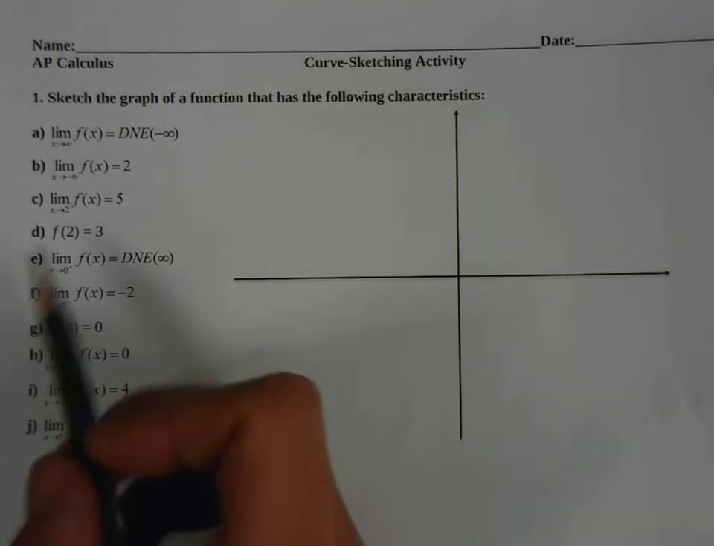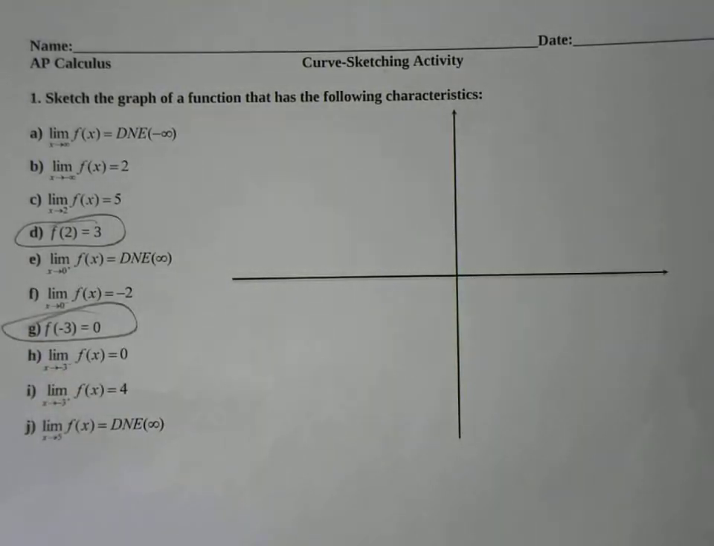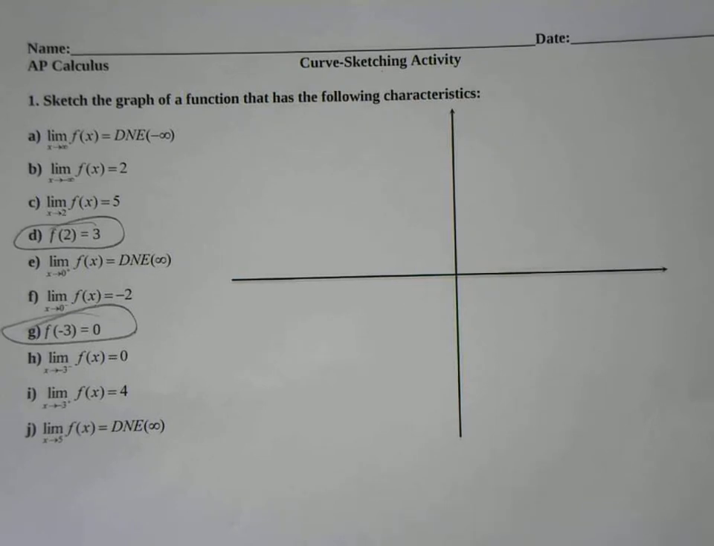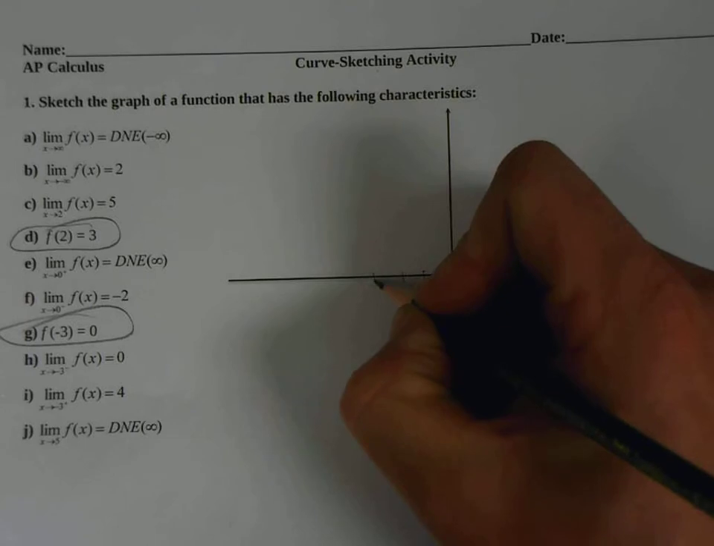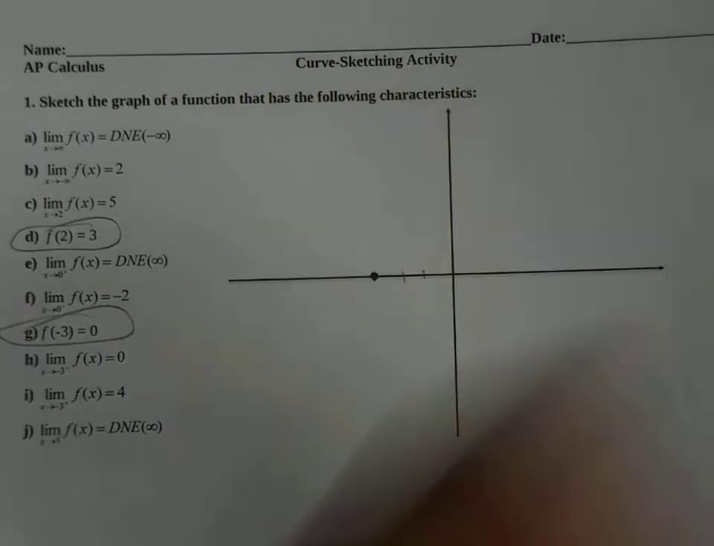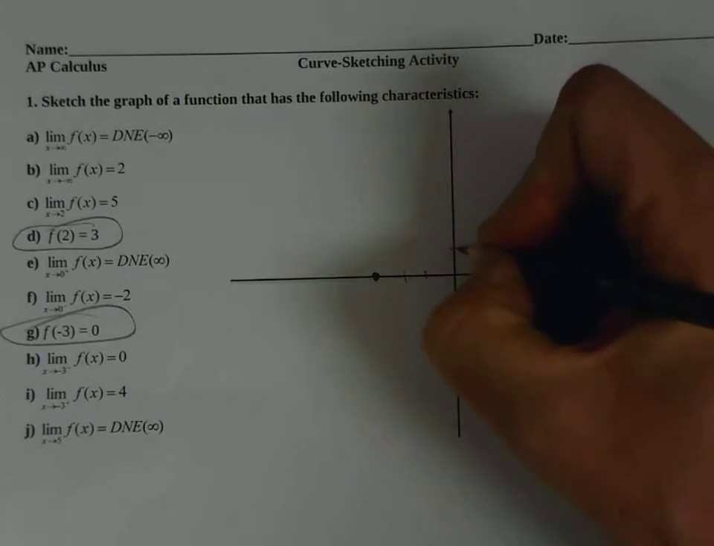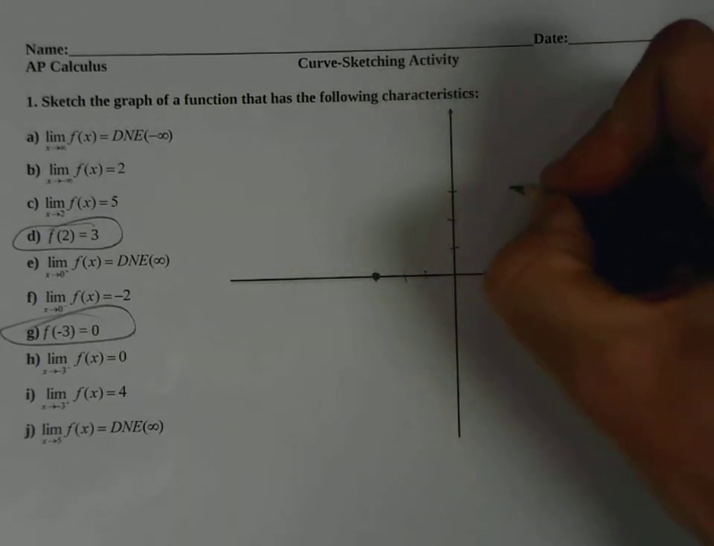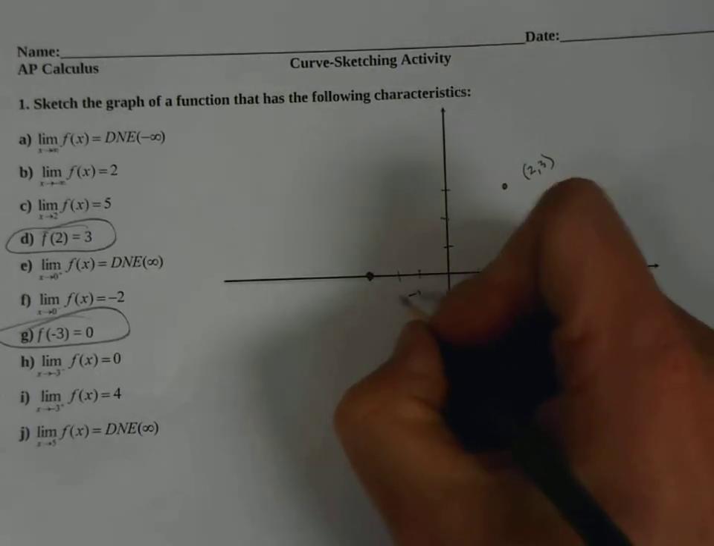When I look at these, the first two pieces of information that pop out at me are f of 2 equals 3 and f of negative 3 equals 0. So those are just ordered pairs, negative 3, 0, and 2, 3. I'll graph those first, maybe even put 2, 3 on here.